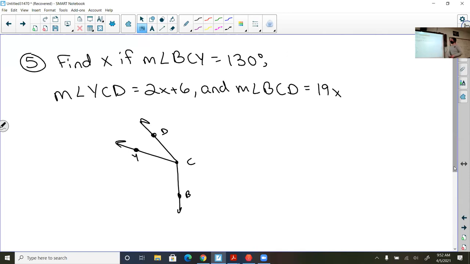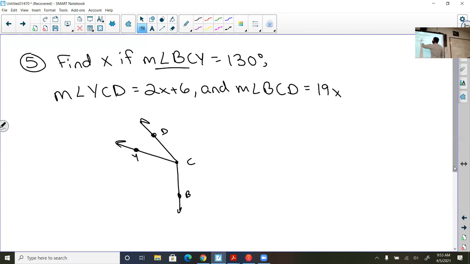All right, so find x if BCY is 130 degrees, YCD is 2x plus 6, and the measure of BCD is 19x. So they've given us all three components. They've given us the two parts, and they've given us the whole. However, the 2x plus 6 and the 19x do not have a set value yet. We'd have to figure out what x equals.